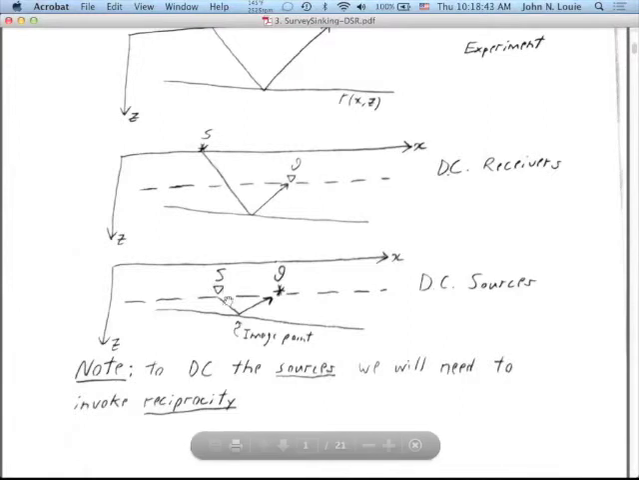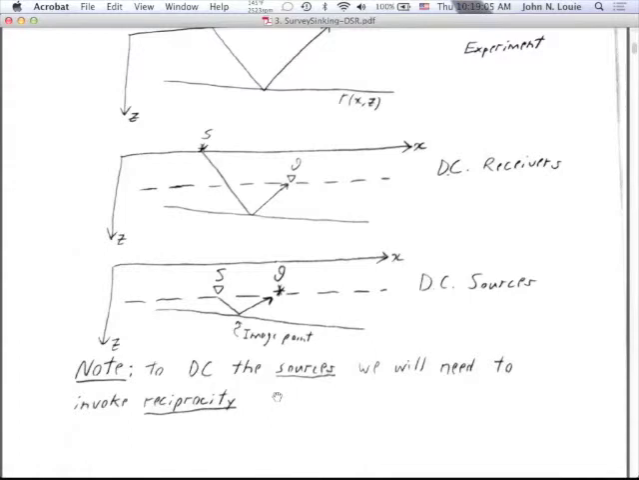Just to remember, when we downward continue the sources, I flipped the source and receiver, because we can only downward continue recorded data. So we have to invoke this concept of reciprocity that we discussed in 7.06. And there are situations where reciprocity really doesn't hold. But for now, we'll consider those to be rare, and we'll allow reciprocity to work. So we can flip the source and receiver position, exactly, no problem.